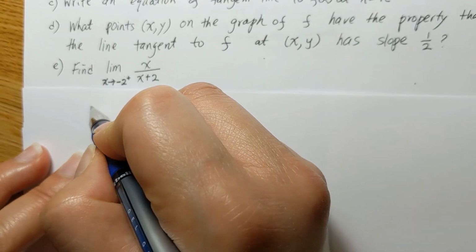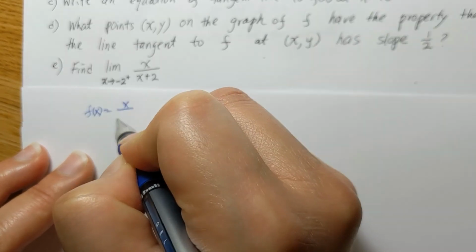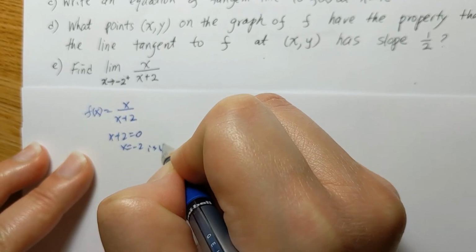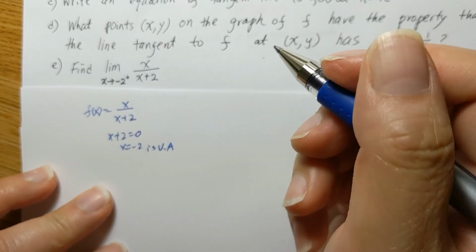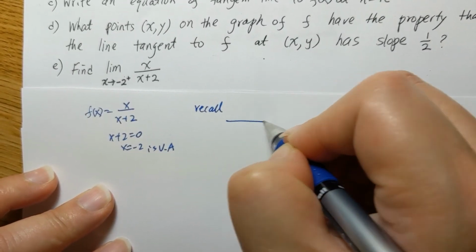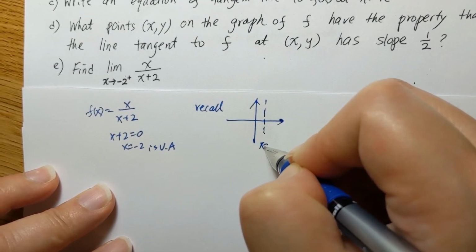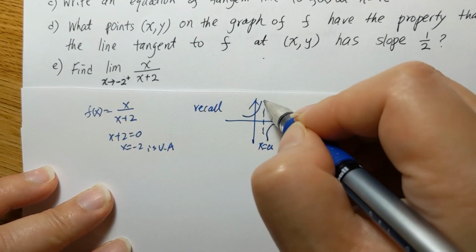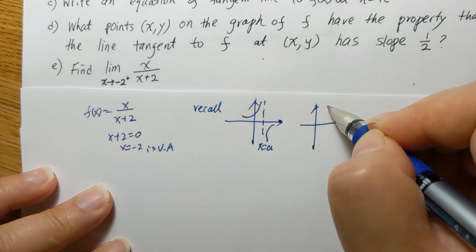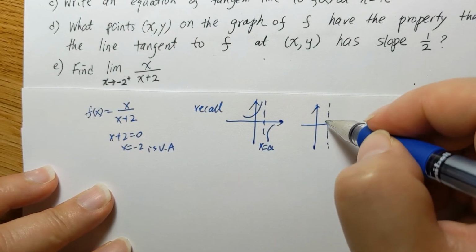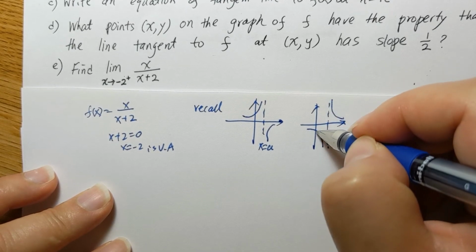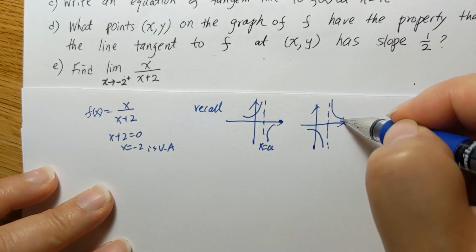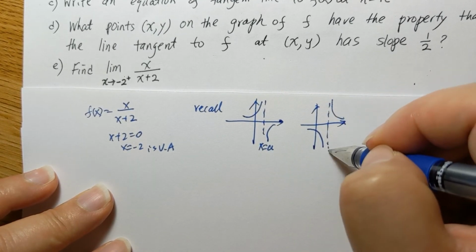So f of x equals x over x plus 2. x plus 2 equals 0, x equals negative 2 is the vertical asymptote. So recall what we learned before. If you have a vertical asymptote x equal to a, if you approach it from the left side, you get positive infinity, or maybe you approach it from the left side and get negative infinity. Same idea: if you approach it from the right side, you get negative infinity, or you approach it from the right side and get positive infinity.